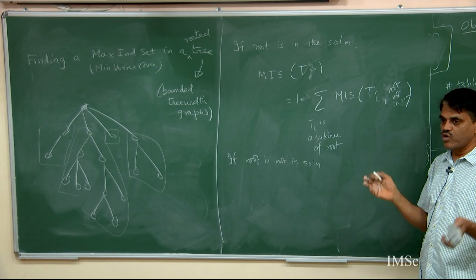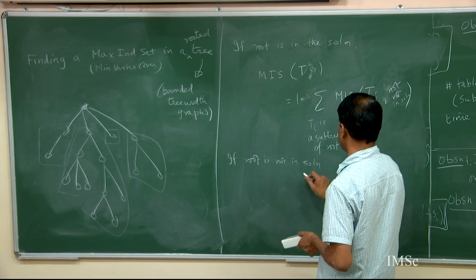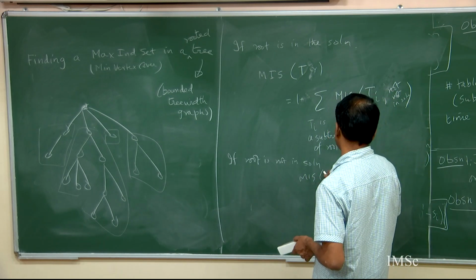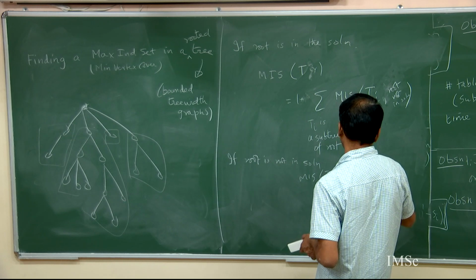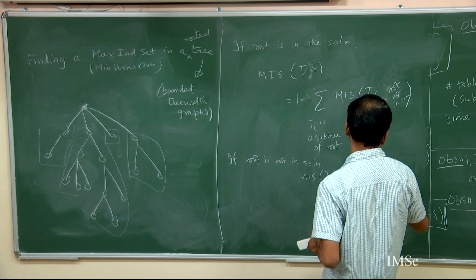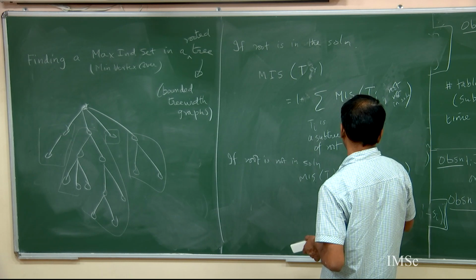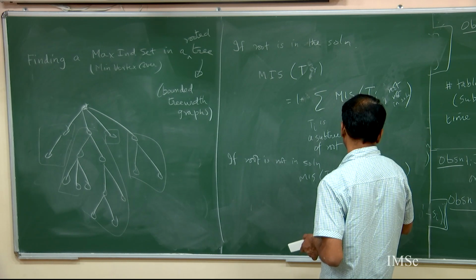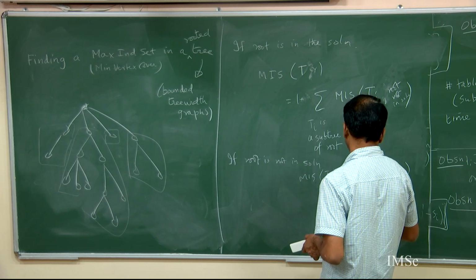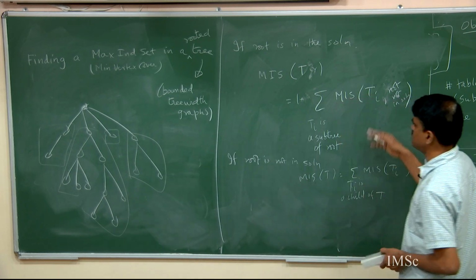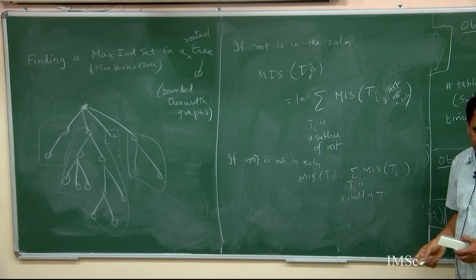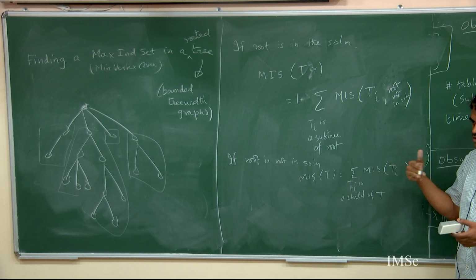just a sum of the no condition, right, then it is just the sum of MIS of Ti, where Ti is a child. I do not know whether the root is in or not. So you pick the maximum of this, right, because you are talking about a maximum thing.